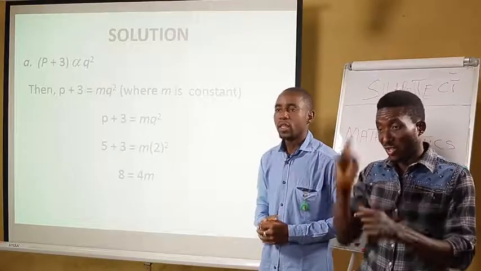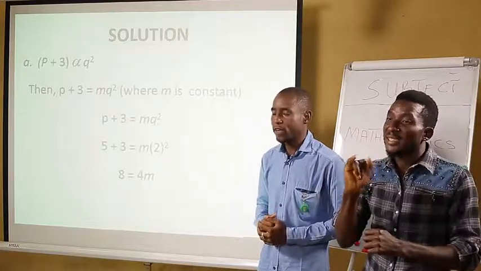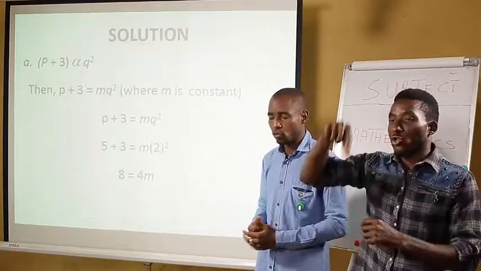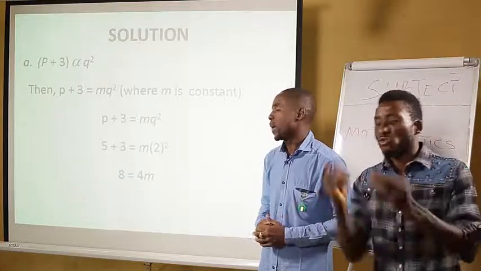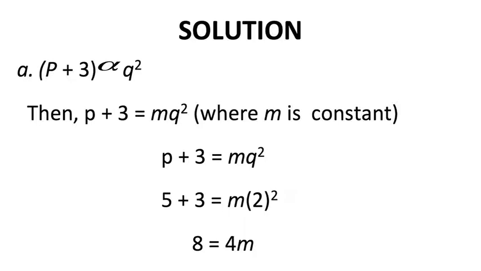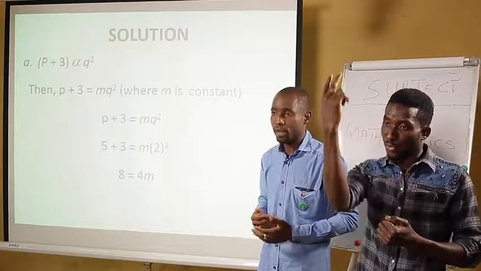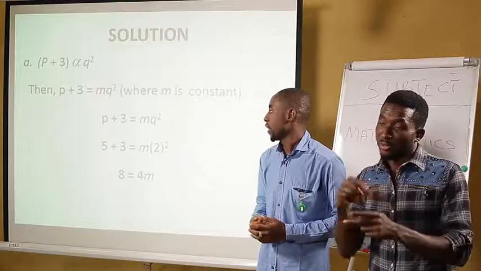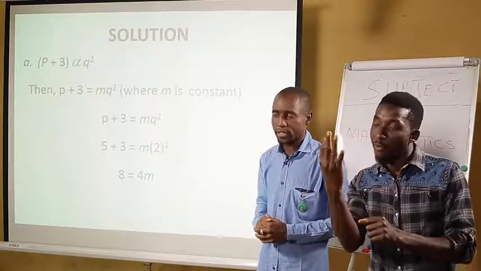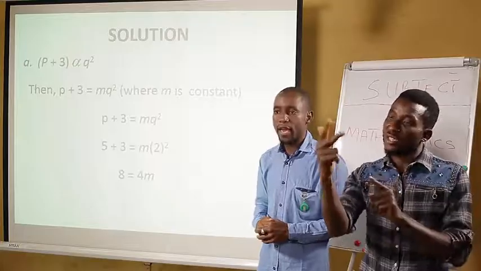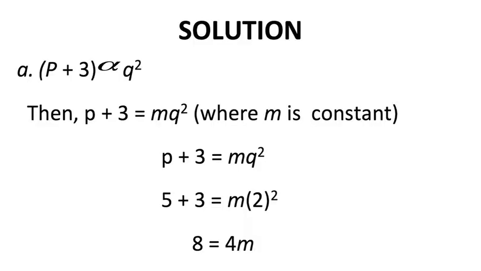Remember from the question, the value of p is 5 and the value of q is 2. Upon substitution, we have 5 plus 3 equals m times 2 squared. The reason is that from the question we said q squared, so we substitute 2 for q and we have squared there. And 2 squared simply means 2 times 2, which gives us 4. And 5 plus 3 is the same thing as 8. Therefore, the equation will be 8 equals 4m.